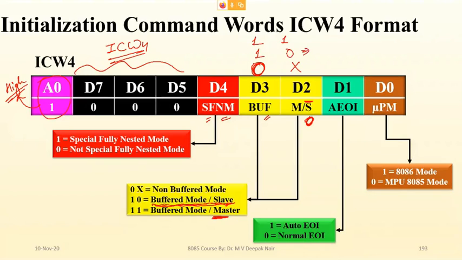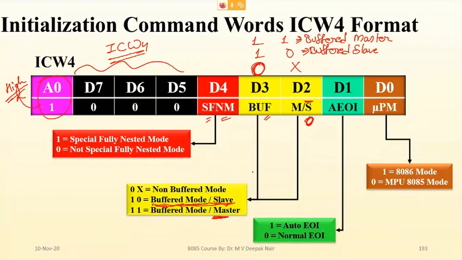So 1 means buffered, and here also 1 is buffered. Plus 0 specifies that the device is slave, and 1 specifies the device is master.